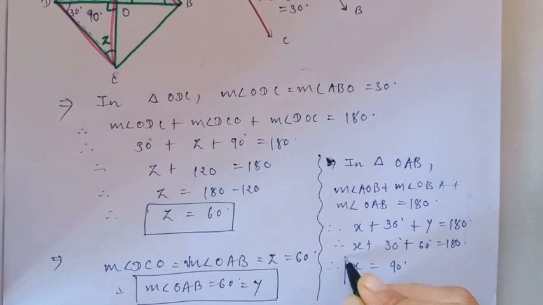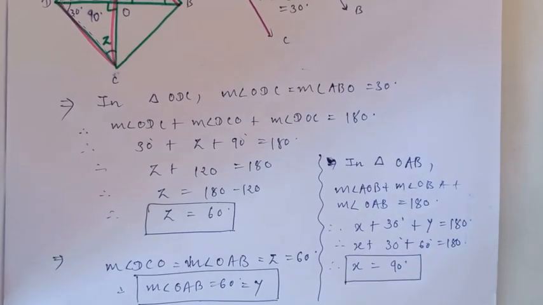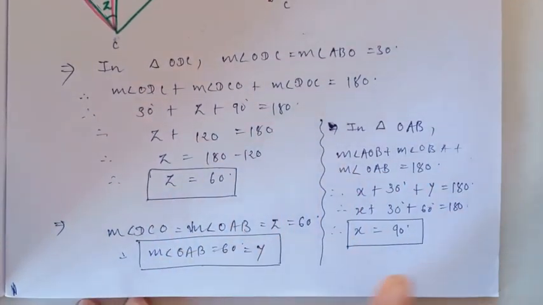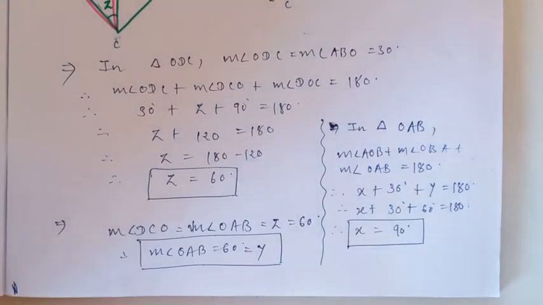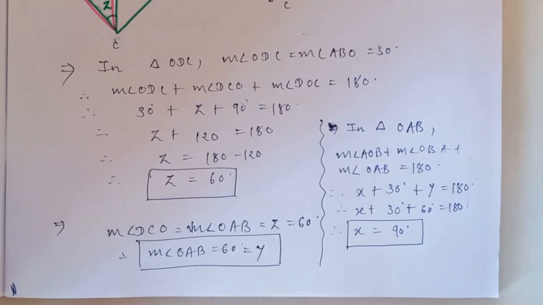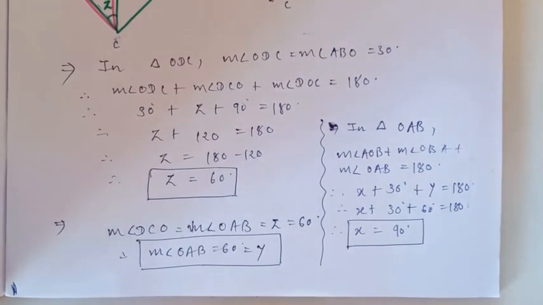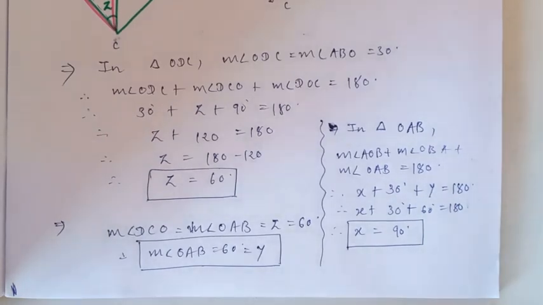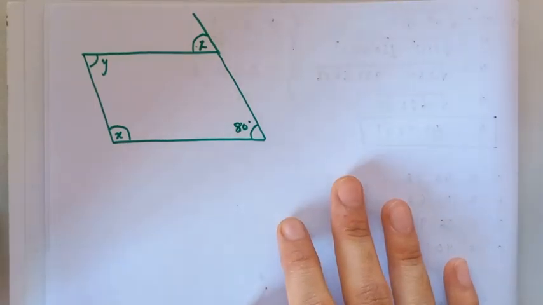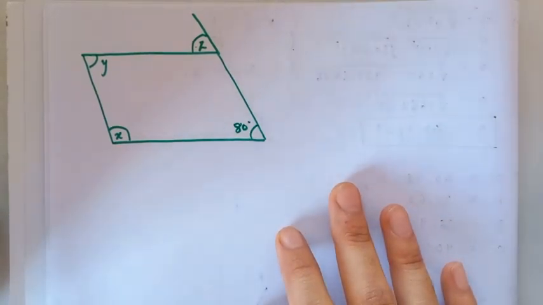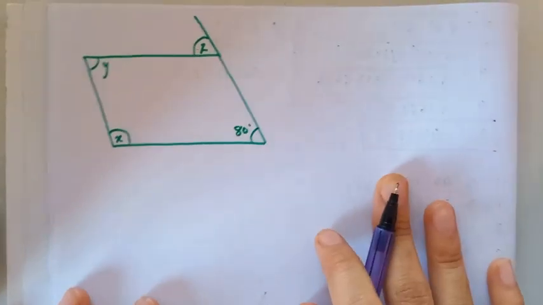So now we have all the value of X, Y, Z, all three value X, Y, Z. So by this process we can solve this type of question. Okay, so let's move on next. Okay, so this is next fourth one. Same thing we have to do, find X, Y, Z.